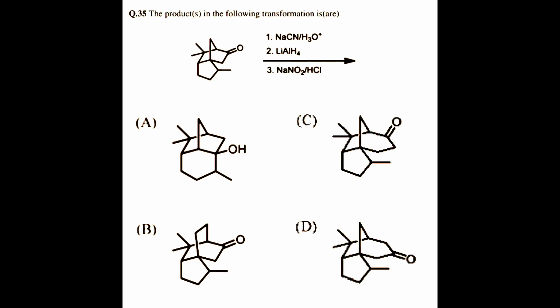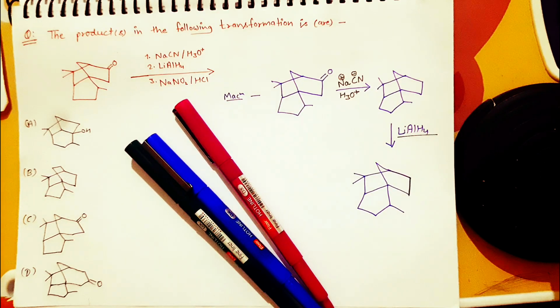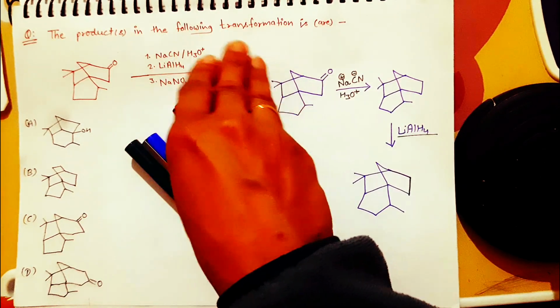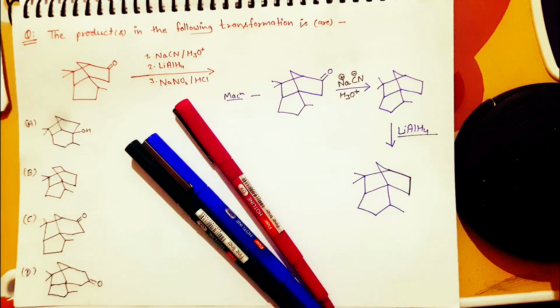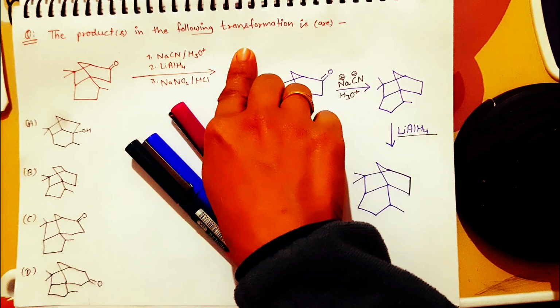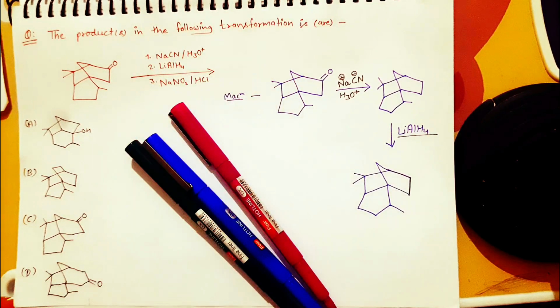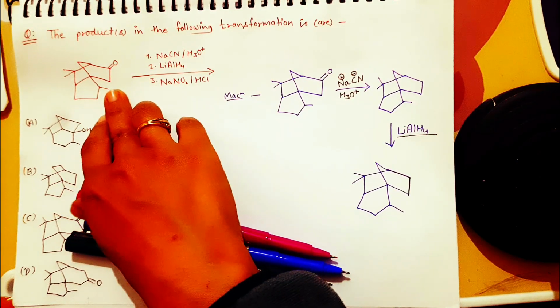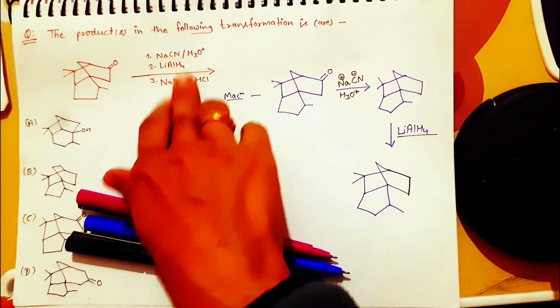Today's question. Hello everyone, today we start with this question. In this series we are solving IIT JAM previous year questions, and this question came in the IIT JAM 2025 exam. Here they give one bicyclic compound, and here they give three reagents.